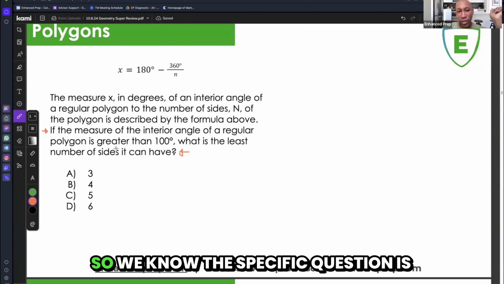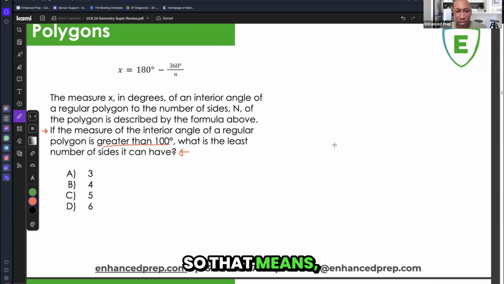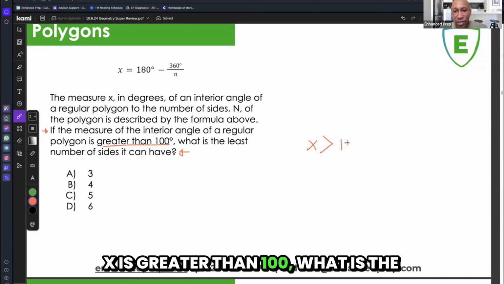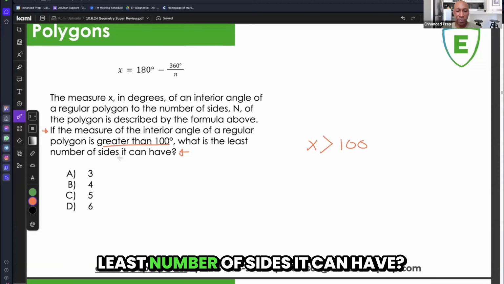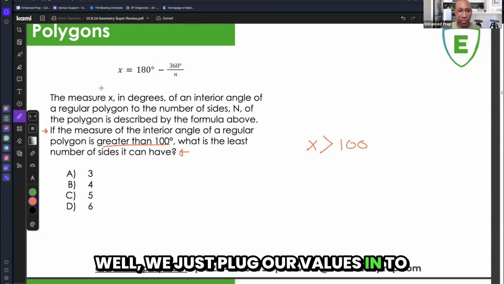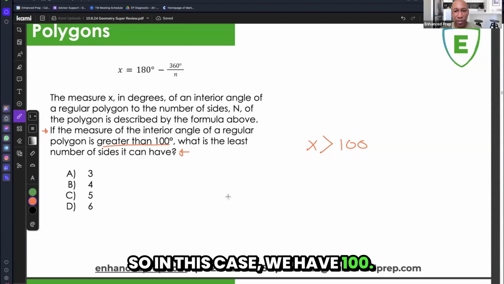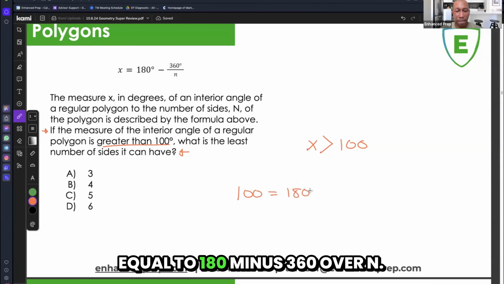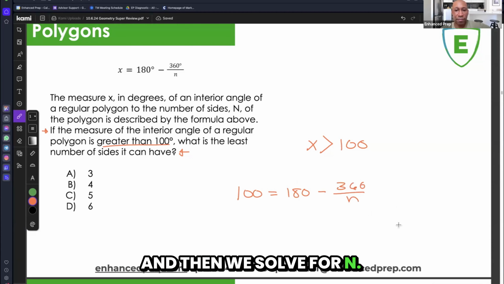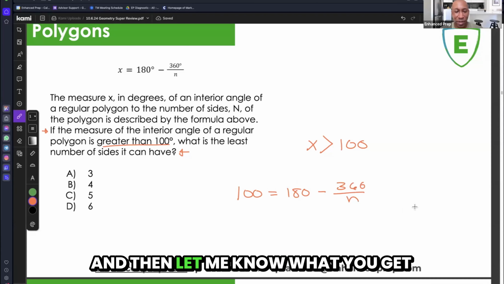Well, okay, cool. So we know the specific question is greater than 100, right? So that means X is greater than 100. What is the least number of sides it can have? So now, we just plug our values into our equation. So in this case, we have 100 equal to 180 minus 360 over n, and then we solve for n. So try this one out on your calculator, or paper and your calculator, and then let me know what you get for n.